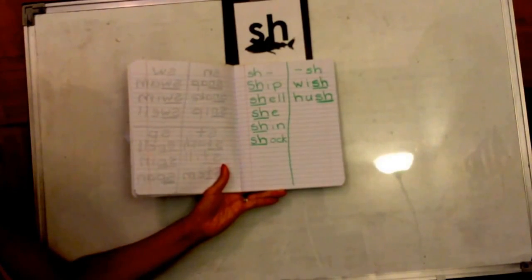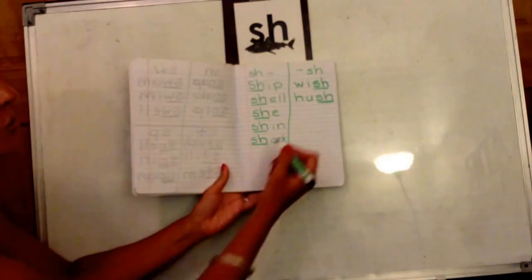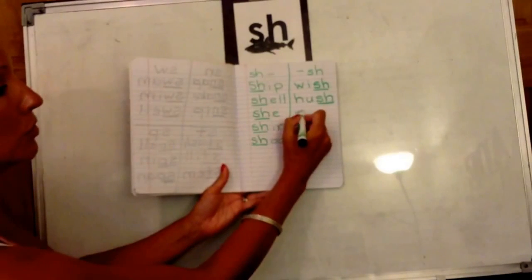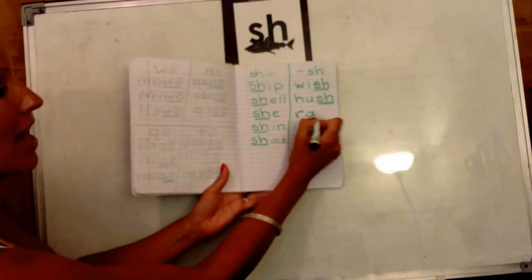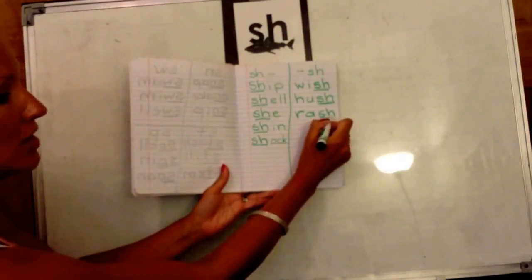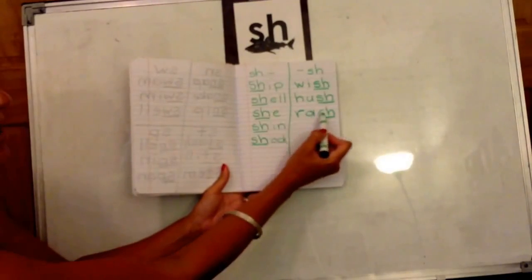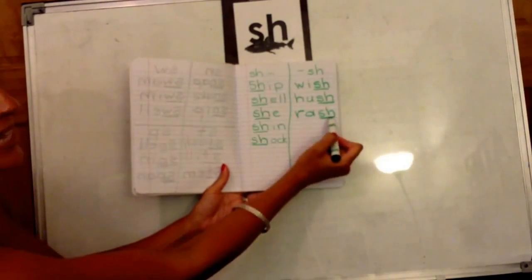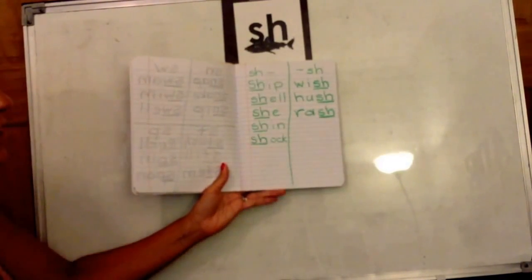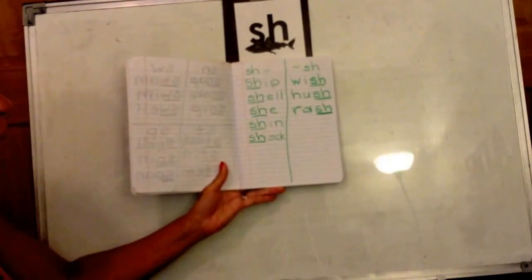Another word that has Sherry Shark at the end is the word rash. So let's go ahead and write that, ash. And then let's underline SH, rash. Please write RASH in your word study notebook and underline SH.